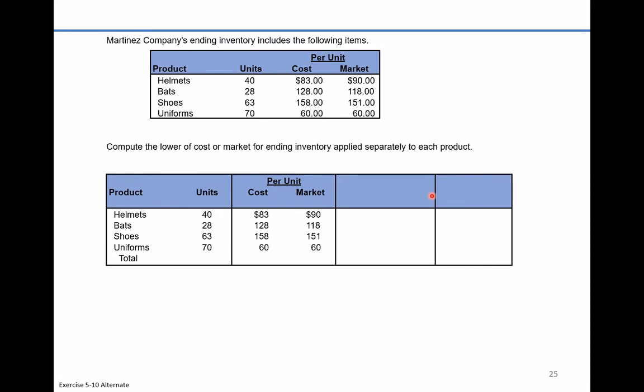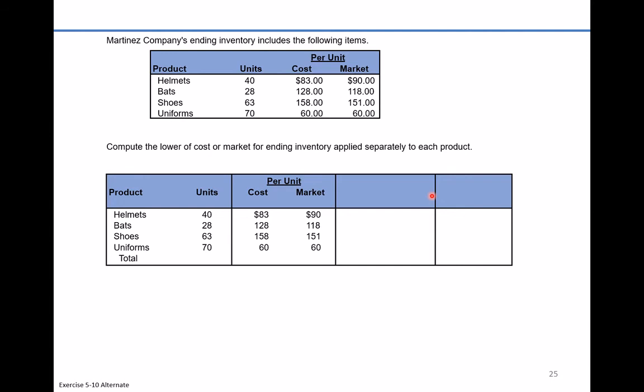They have helmets, bats, shoes, and uniforms. They have different unit levels of each of those inventory items, and the prices that they paid for each of those are listed. They paid $83 for the helmets, the bats $128, shoes $158, and uniforms for $60.